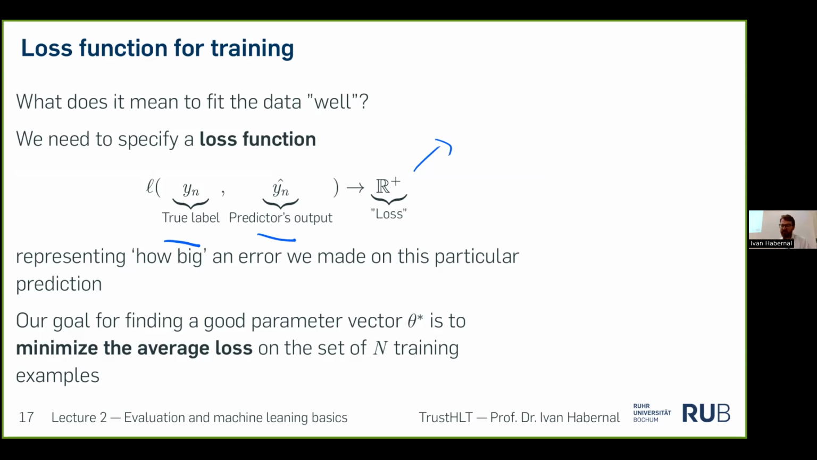Yeah, it's a positive number. It's something like zero to infinity. Why? Because there's a minimum, right? If we perfectly fit the training data, we have 0. So it can't be any less, and it could be as big as it can. It represents how big an error we made on this particular prediction.